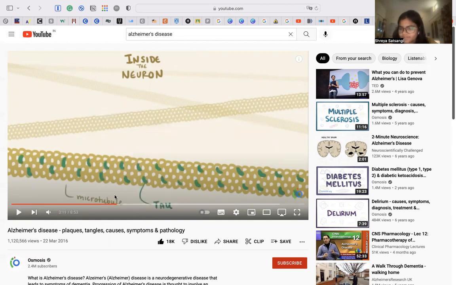Inside the neurons, we know there are microtubules. Tau is a protein that basically binds the microtubules in their tubular form.